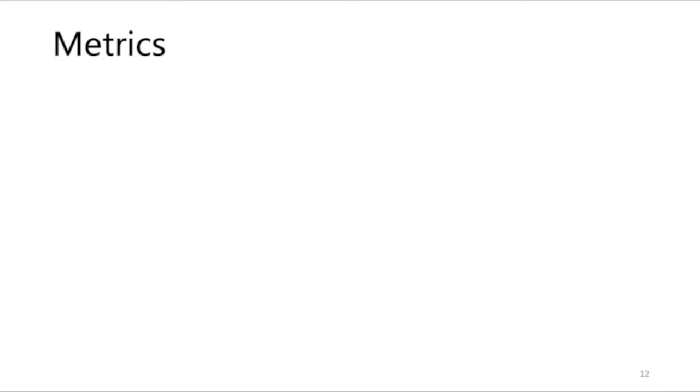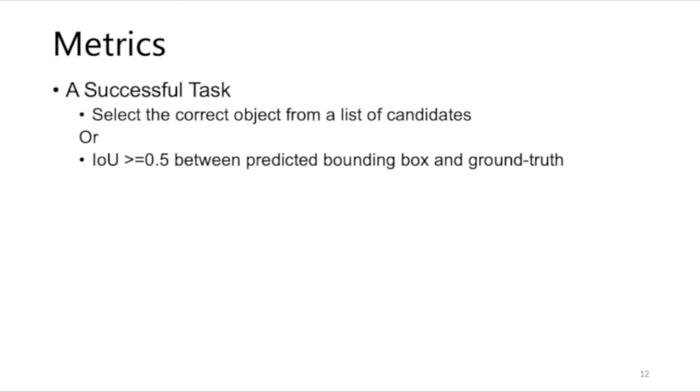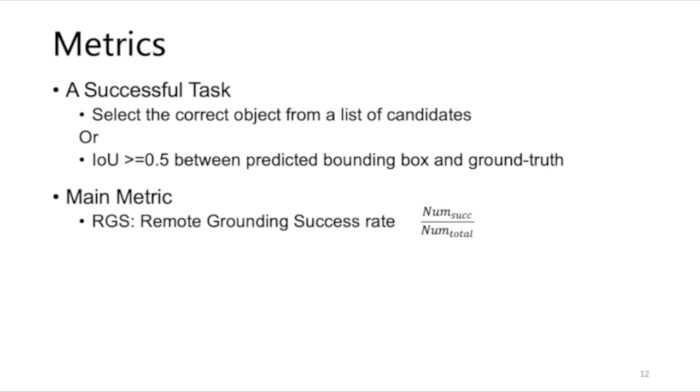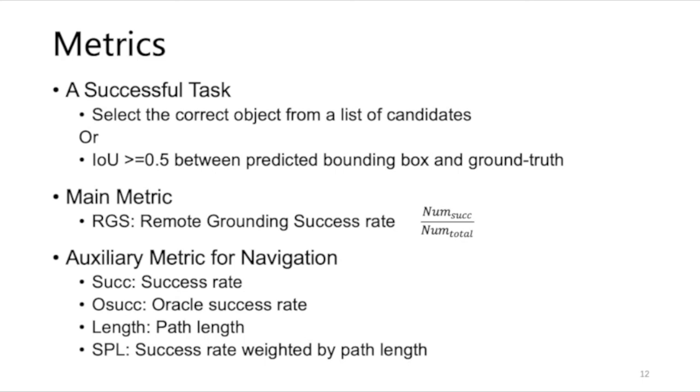Now let's have a look at metrics. A task is considered successful if it selects the correct object from a list of candidates, or the predicted bounding box has an IOU no smaller than 0.5 with ground truth. Then the performance of a model is mainly measured by the remote grounding success rate. We also measure navigation performance with 4 kinds of metrics. Please note, in our task, a navigation is considered a success if it stops at a location within 3 meters to the target object.